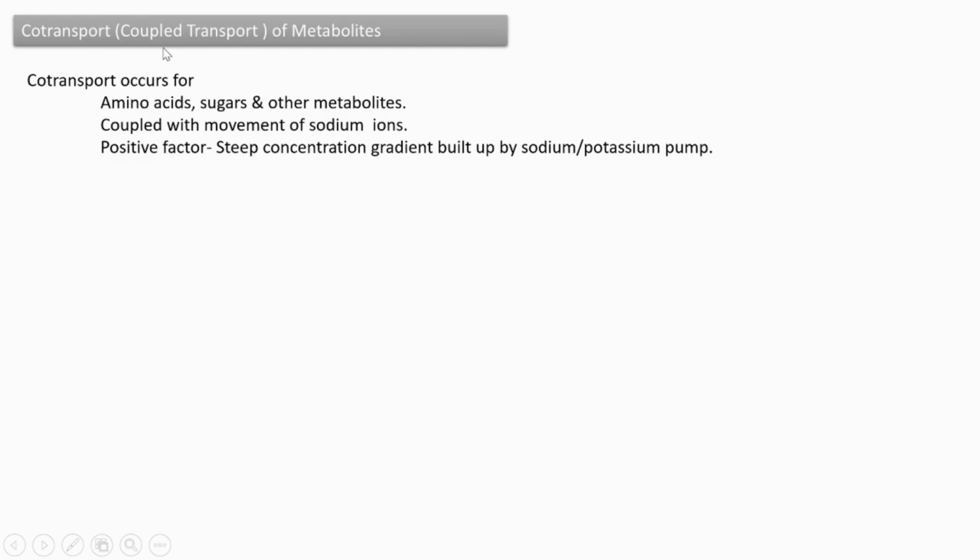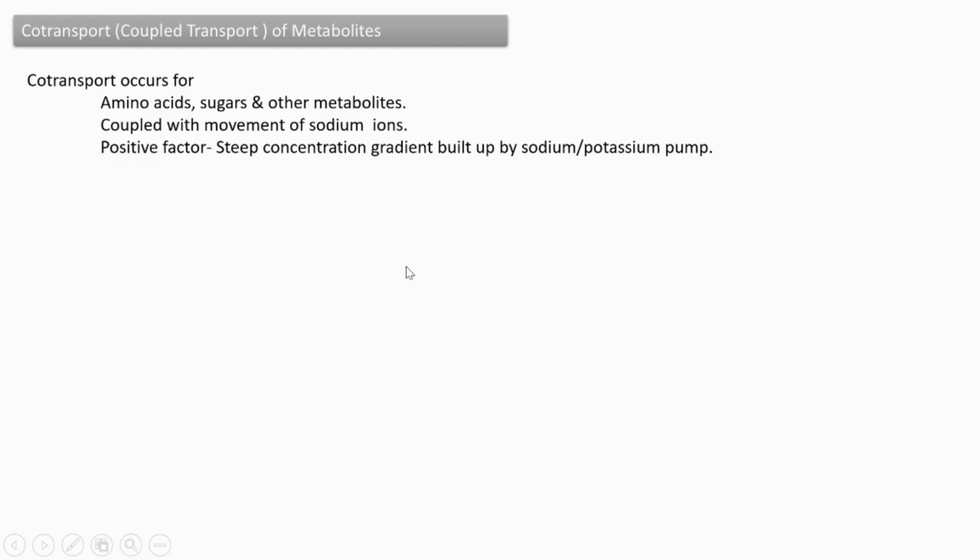Next is coupled transport, or co-transport, of metabolites. It means two molecules are transported at the same time in the same direction. Co-transport usually occurs for amino acids, sugars, and other metabolites, and usually its transport is coupled with sodium ions. What's the favorable factor? The favorable factor is the steep concentration gradient of sodium built up by the sodium potassium pump.